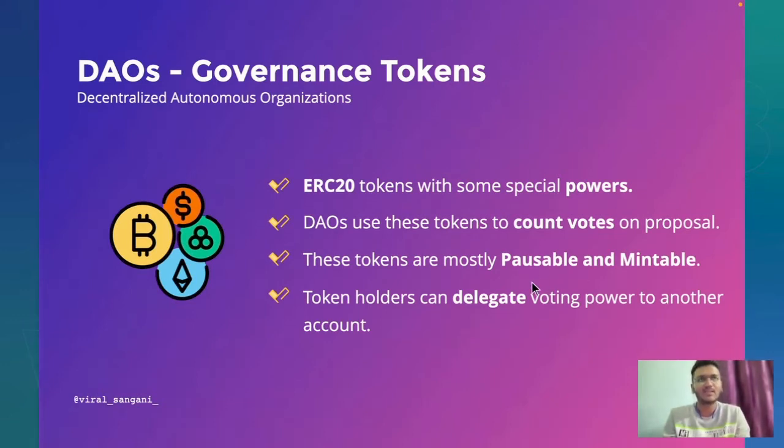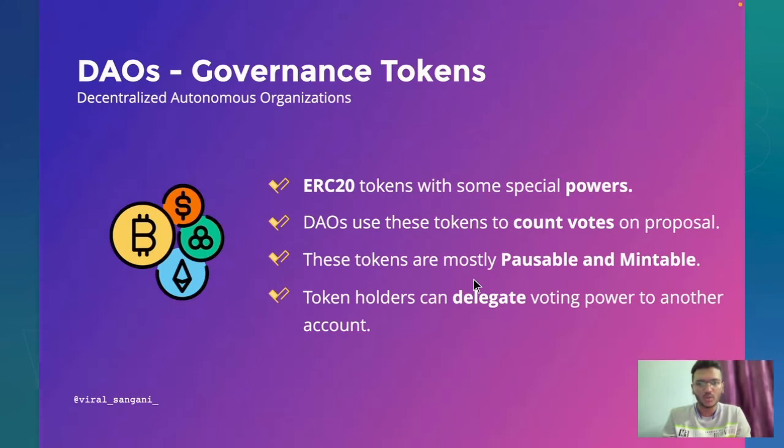And mintable is, any user who has this minter role in the contract can create, or we can say, mint new tokens and send them to someone else. So this is what a mintable role is. So each governance token ideally should be pausable and mintable.